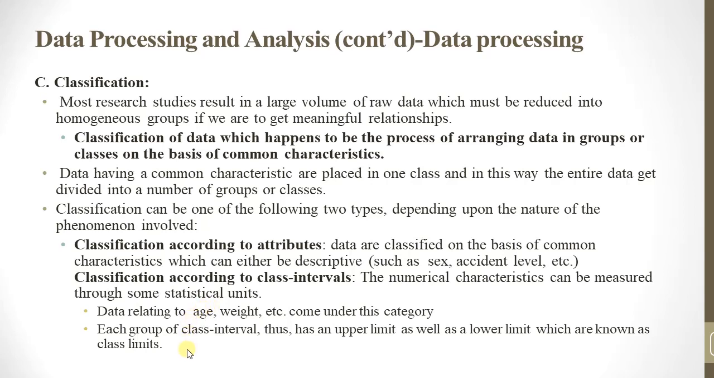Data relating to income, weight, etc. come under this category. In classification according to class intervals, there are two parts: data relevant to each group or class interval, and those that have an upper limit as well as a lower limit, which are known as class limits.